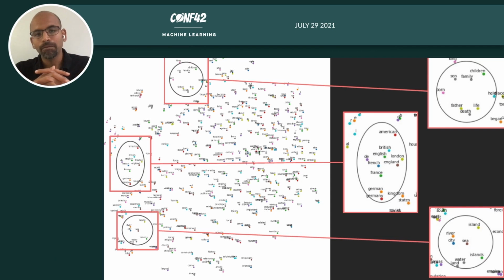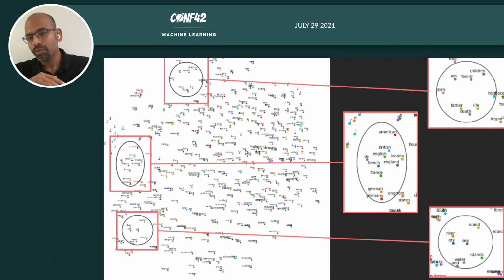As you see here, the model has now figured out American, British, English, London, England, French, France, German. Now, all of these are closer to each other. It has mapped that they can all contextually appear closer, or they are all related in some form or shape. And these are interesting clusters that it has figured out because of the corpus that was thrown at it.